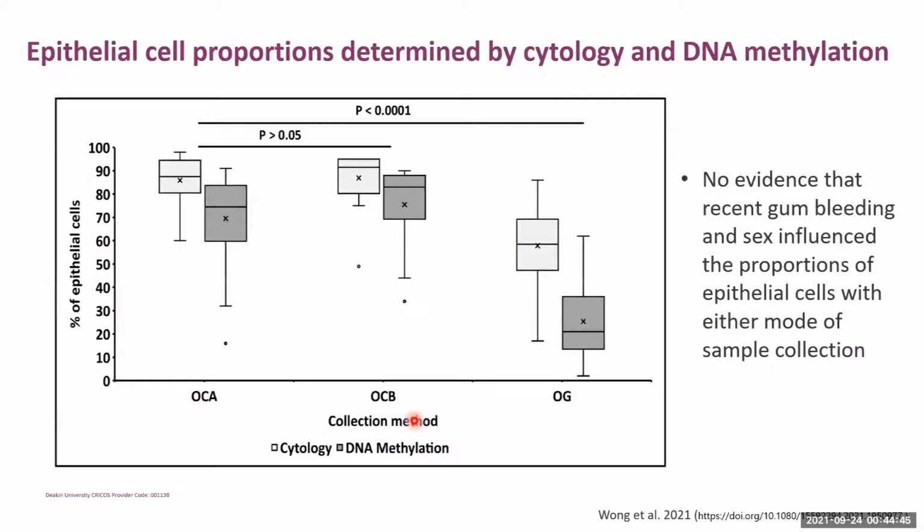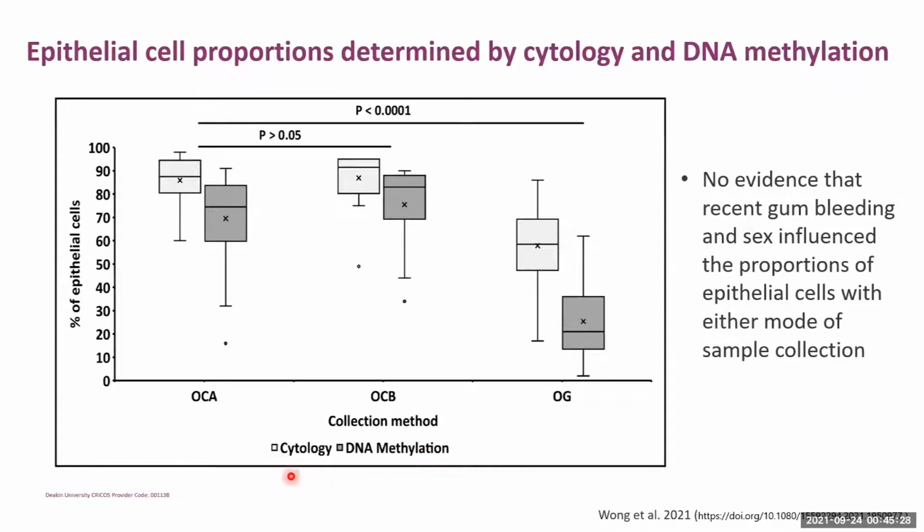So the first result shown here is the epithelial cell proportion determined by cytology and DNA methylation. The x-axis represents the different collection methods, which are OCA, OCB, OCG and OG, while the y-axis represents the percentage of epithelial cells. The lighter color boxes represent using cytology to measure the percentage of epithelial cells, while the gray color boxes are estimated with reference-based EpiDISH, which we here indicate as DNA methylation.